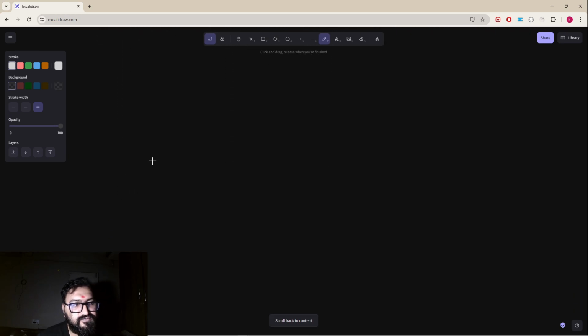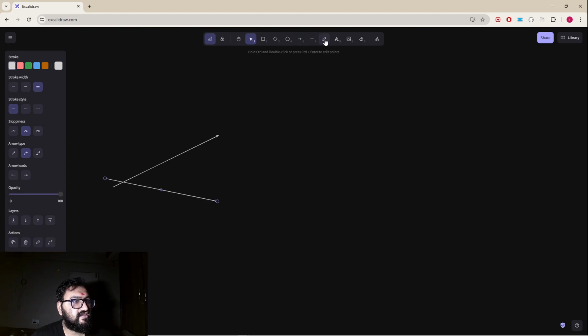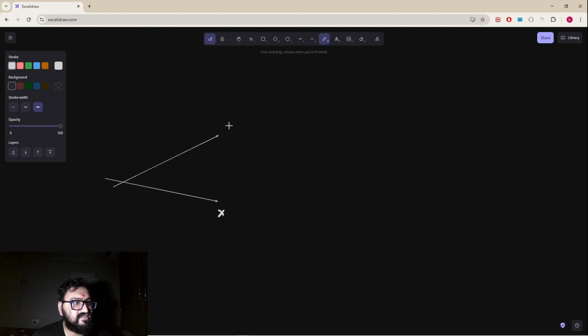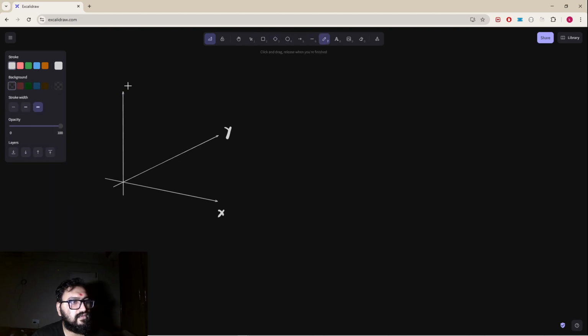Since we are talking about a horizontal axis, I can say that the axis lies in the xy plane. So let's say this is my x-axis, this is my y-axis, and let's say this is my z-axis. All right, and let's say this is my body.